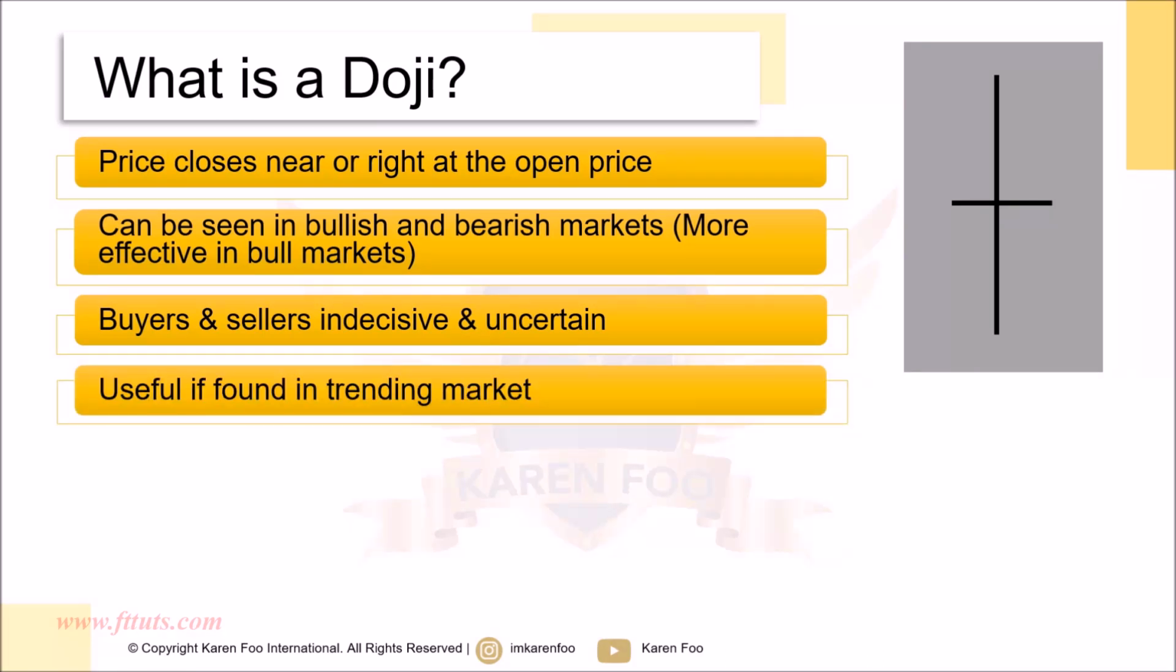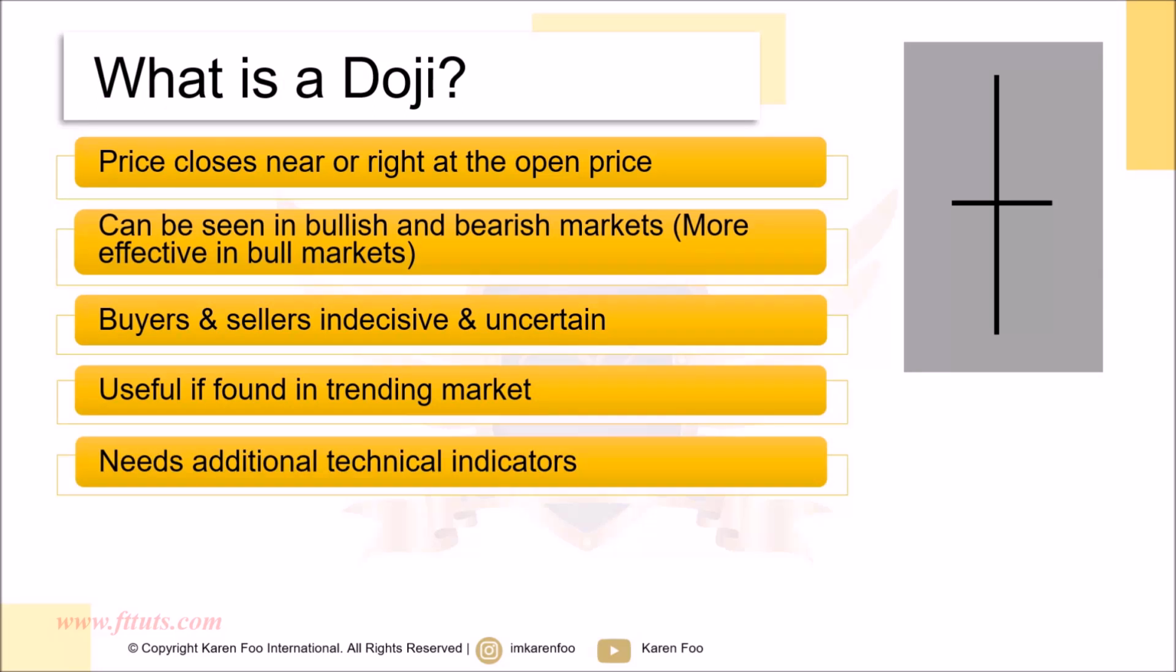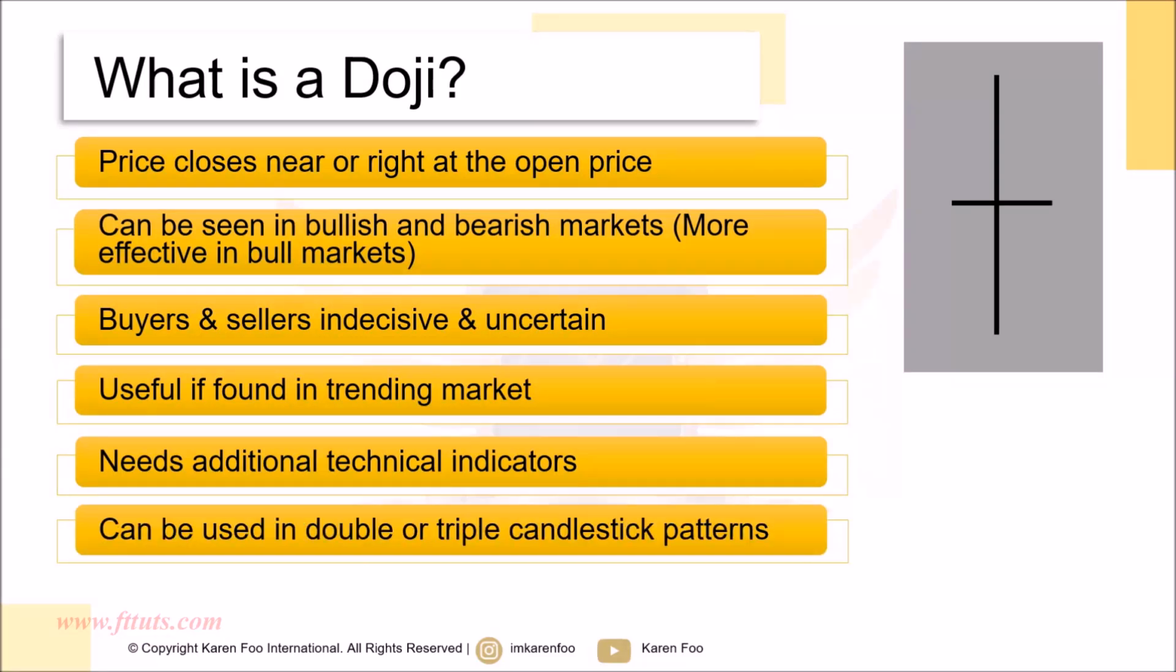So it is useful if you find it in a trending market. If you find it in a ranging or volatile market, then it's not going to work out so well. So you need additional technical indicators to determine when to get out and also where to cut your losses. And you can use it in a double or triple candlestick pattern, for example, the bullish harami cross or bearish harami cross.